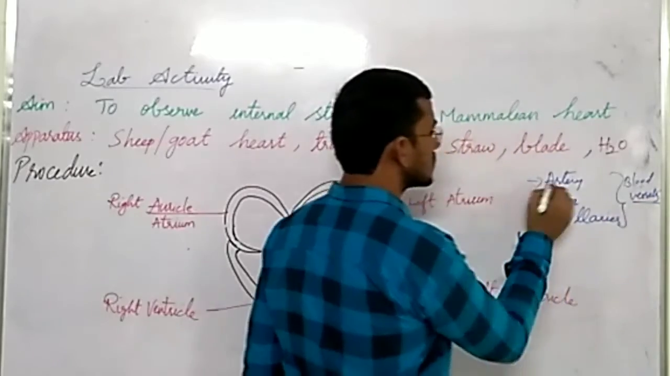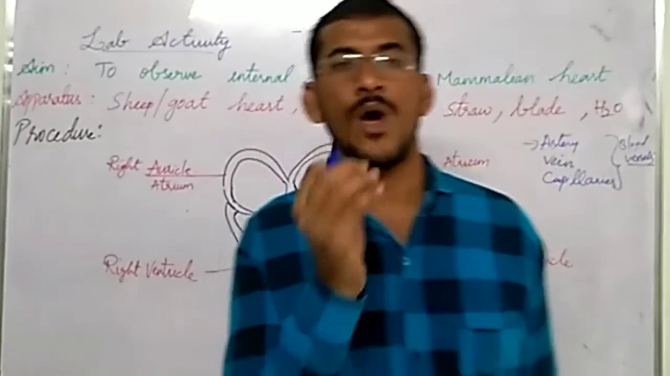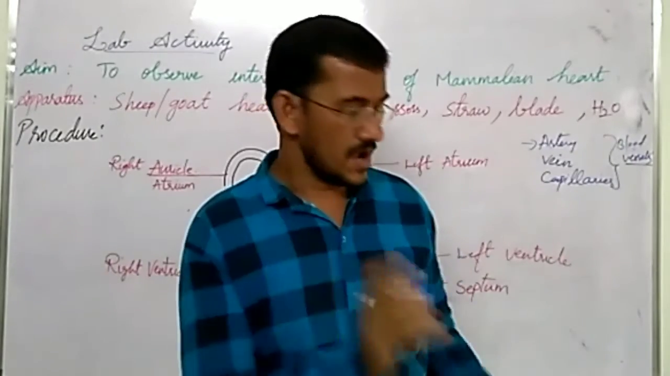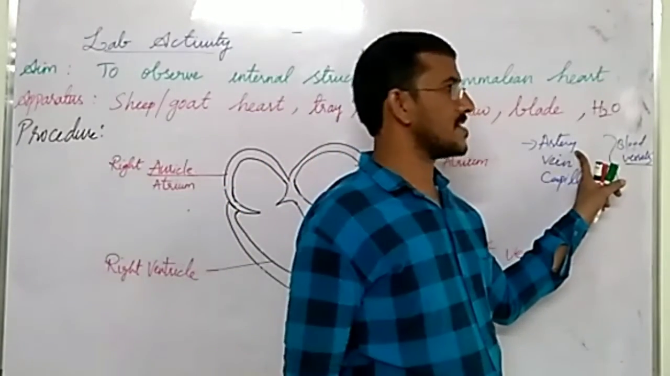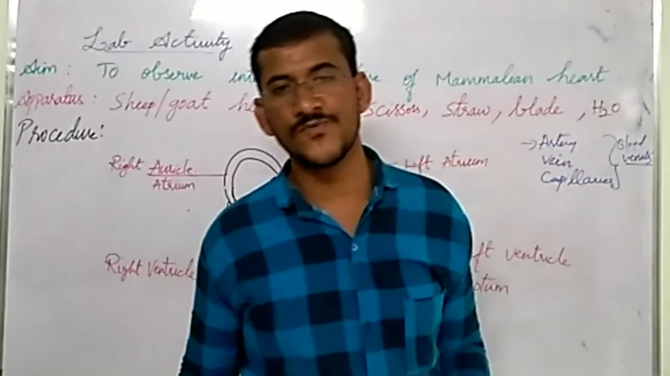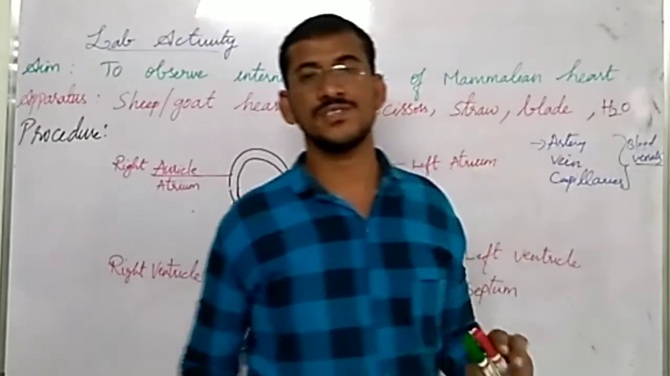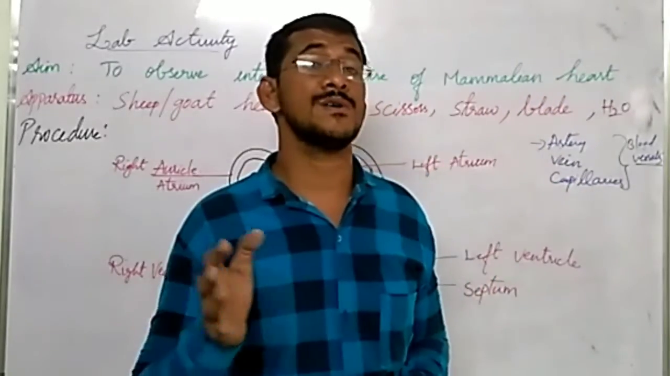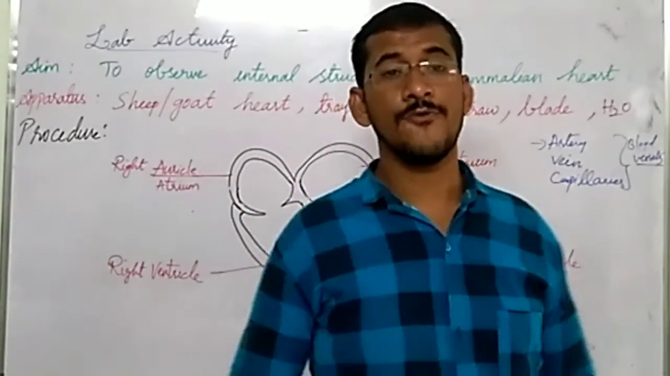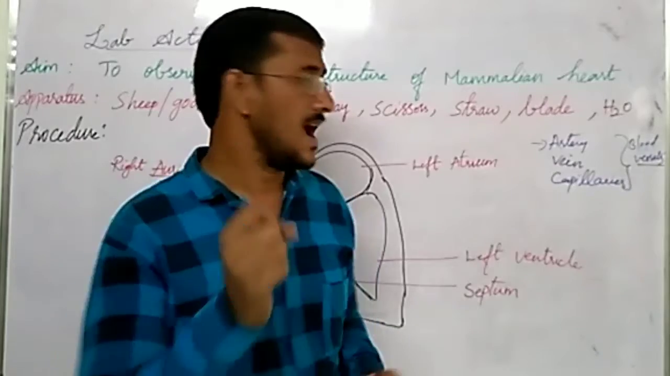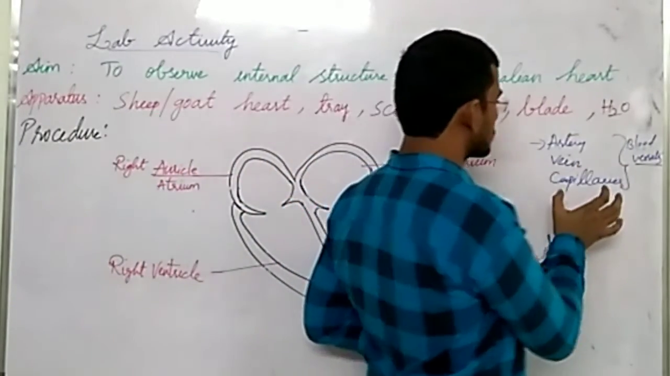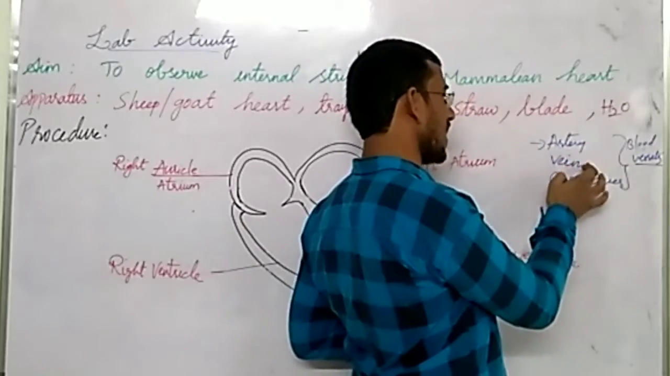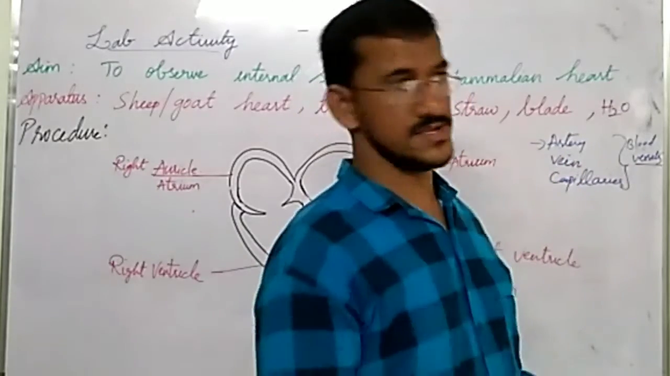So what is the use of artery? Transport oxygenated blood, means oxygen containing blood. Arteries will take the blood from the heart to all parts of the body. Then veins generally carry deoxygenated blood, that means carbon dioxide containing blood from all cells. They'll collect it and bring it to the heart. Next, capillaries are connected to arteries as well as veins with the organs.